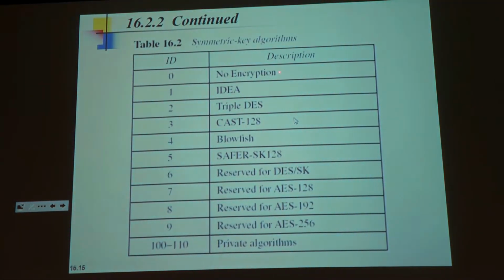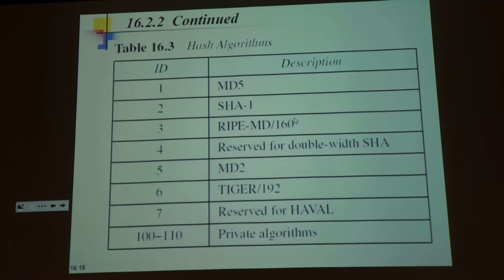For symmetric key algorithms, ID 0 is no encryption, 1 is IDEA, 2 is triple DES, 3 is CAST-128, 4 is Blowfish, one of the algorithms we did not study, 5 is SAFER-SK128, and so on and so forth. Alright? For hash algorithms, where are we using the hash algorithms?